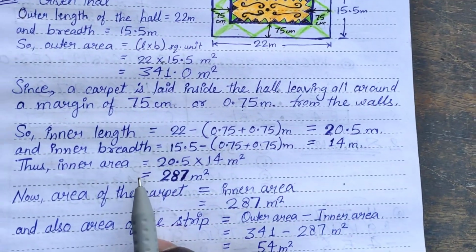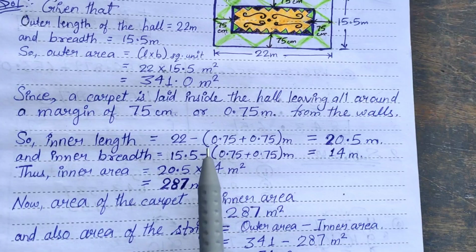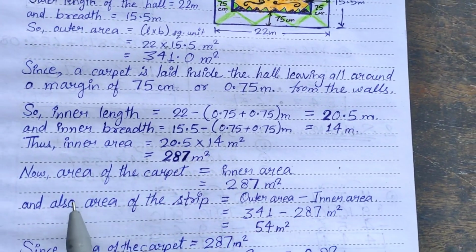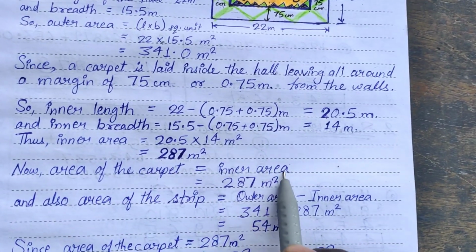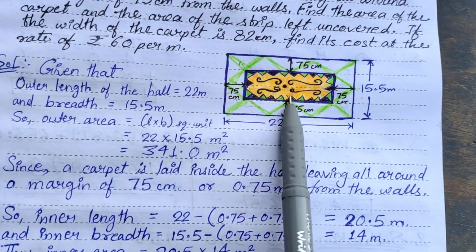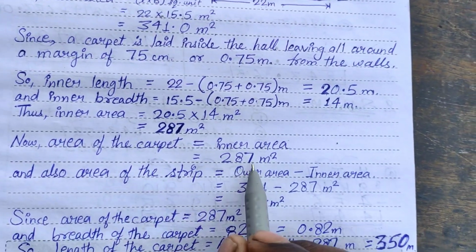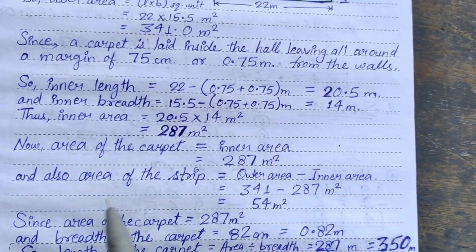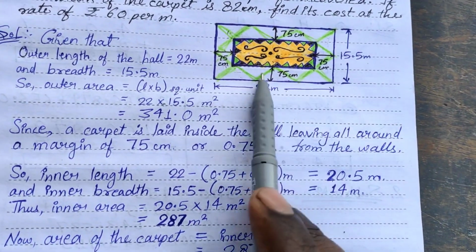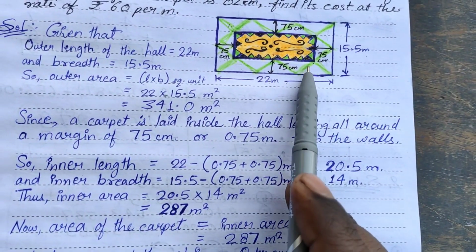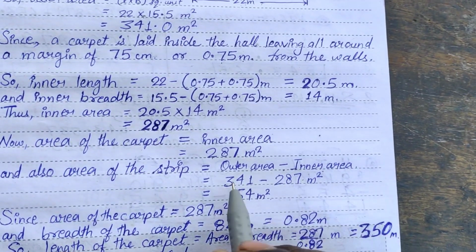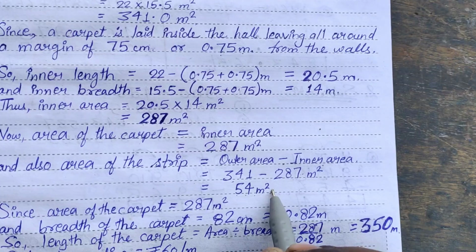Now we have inner length and inner breadth, so the inner area, or say the area of the carpet. So length into breadth, we have 287 meter square. Now the area of the carpet is equal to inner area, because this is the inner area and this is the area of the carpet. So we have the area of carpet 287 meter square, and also the area of the strip. This is the area of this strip all around the carpet. We have outer area minus inner area. So subtract inner area from outer area, we have 54 meter square.